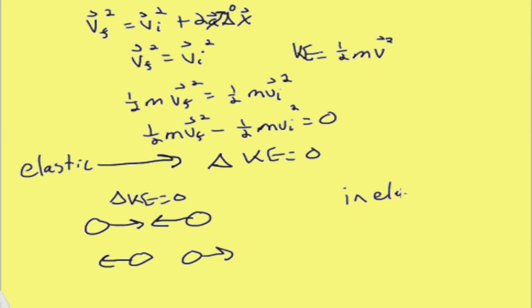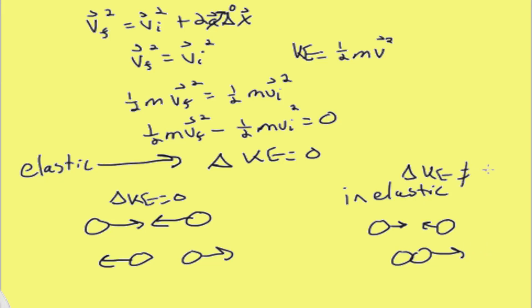And then you also have an inelastic collision, where you have two objects coming in to hit each other, and after they collide, they stick together and move off as one. In this case, the change in kinetic energy does not equal 0, because we lose some energy in joining these two particles together.